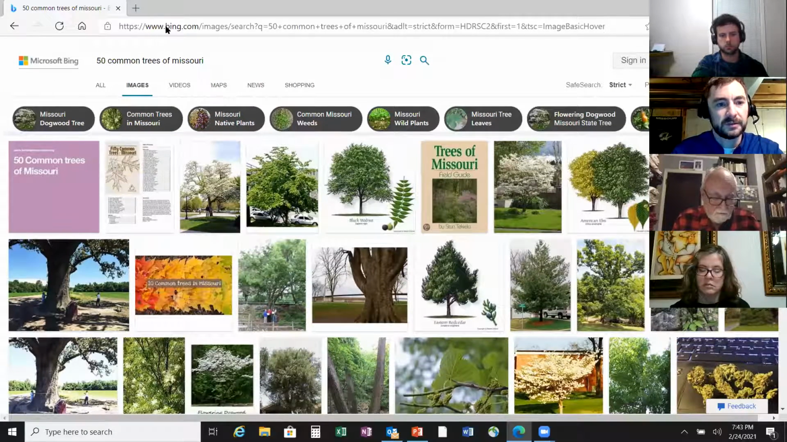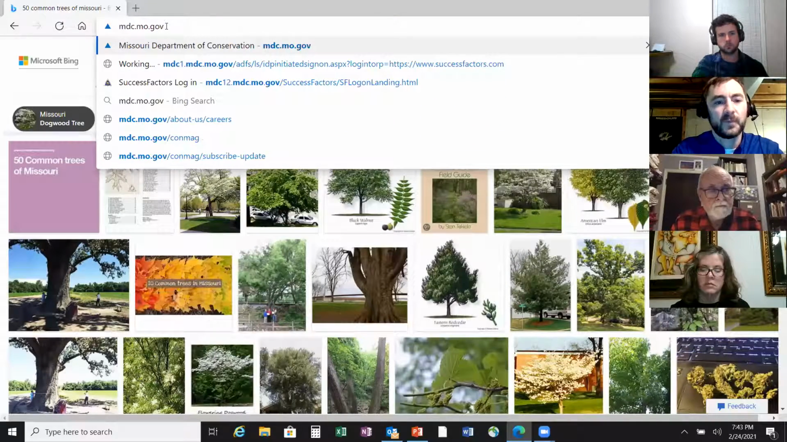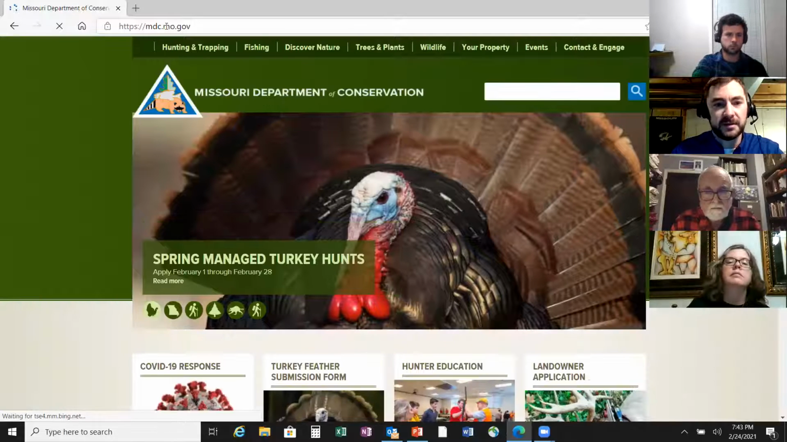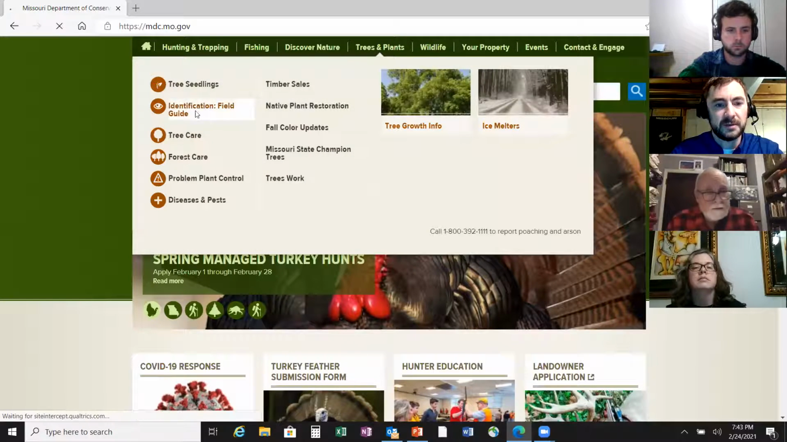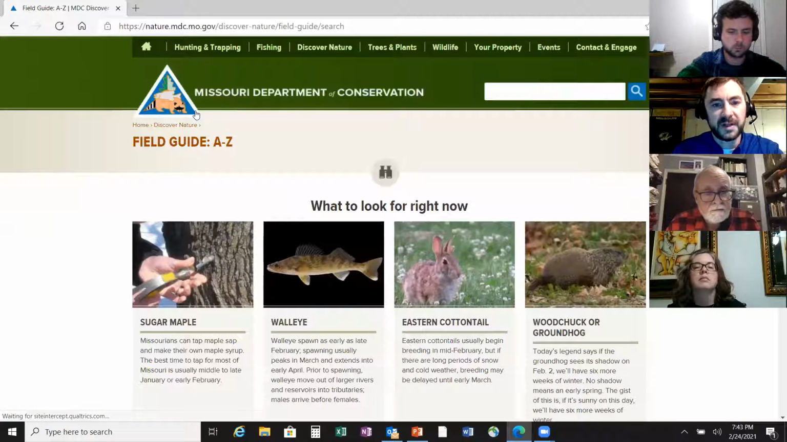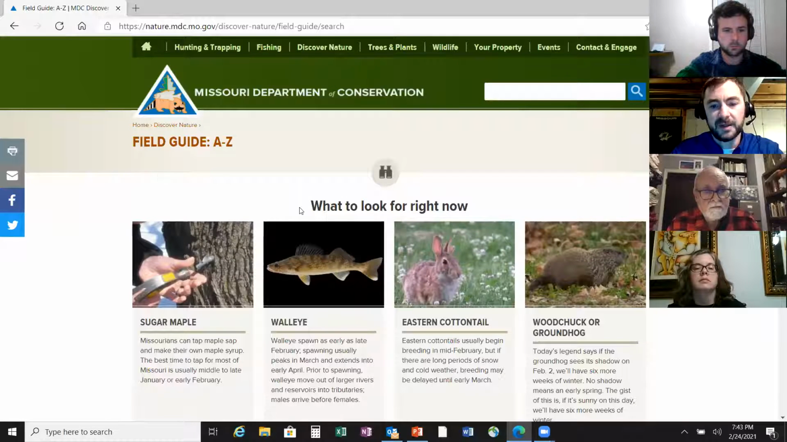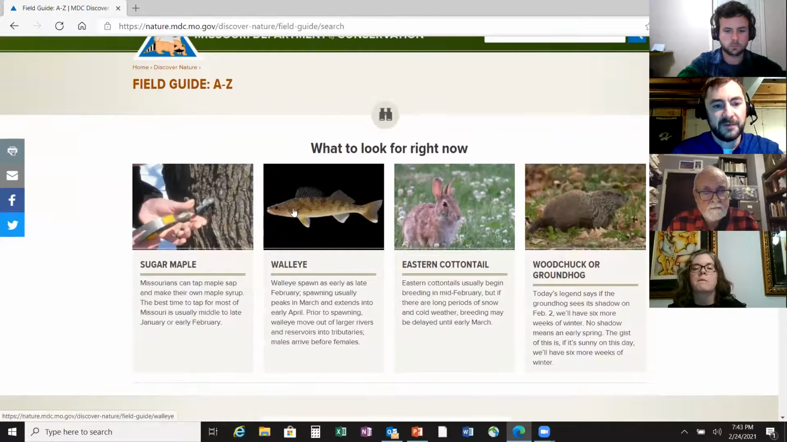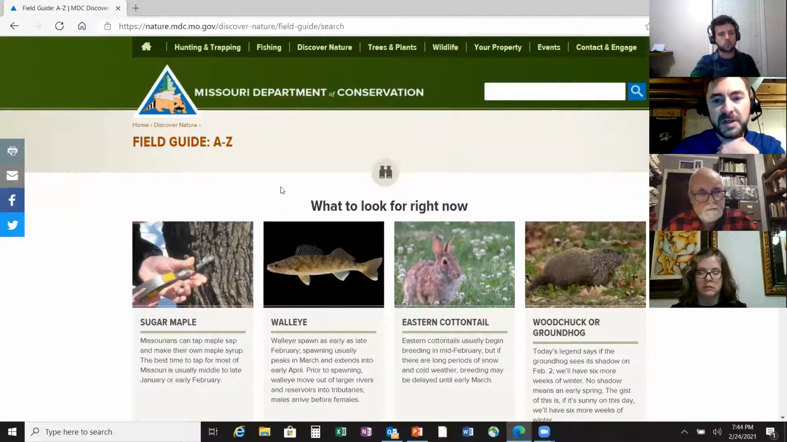And let's see what we got here. And also, while we're on the internet, we have a field guide on our website. I think, not to toot our own horn or anything, but I think it's pretty good. Right there at the top, all I did was go to trees and plants, and you can go to field guide, and then we try to do a pretty good job of different things to look for as the flowering season, as trees are greening out and we start to get into our spring flowering trees and stuff.